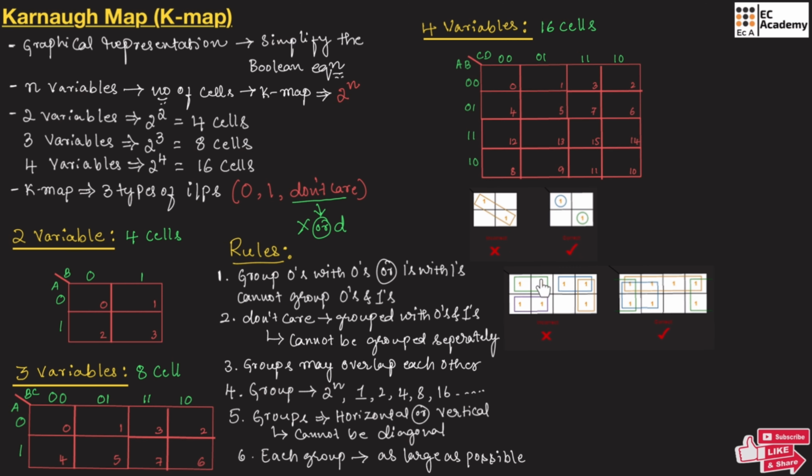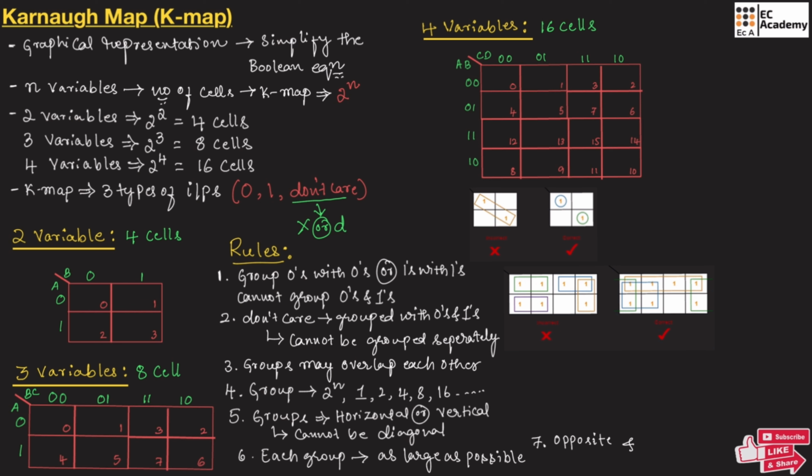As you can observe here, we are having 4 variables. We can't group this as 2 variables. We can make this a single group, so we group as 4 variables. Similarly, these 2 variables will be left out. We need to group this as 4 variables, and then these 2 ones are left out. So we can group these 2 ones with these 2 ones, and group this as 4 variables. So this is the correct way of grouping.